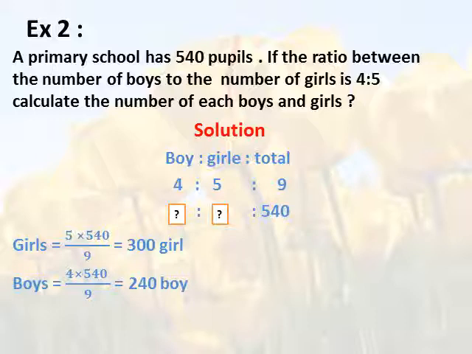Again, I know the ratio between boys and girls, but I don't know the ratio of the total. The ratio of the total equals the sum of the two terms of the ratio between boys and girls: 4 plus 5 equals 9. I know the real value of the total, 540, but I don't know the number of boys or the number of girls.